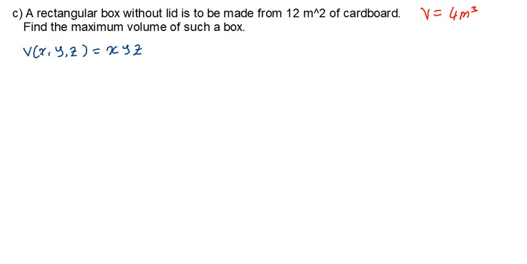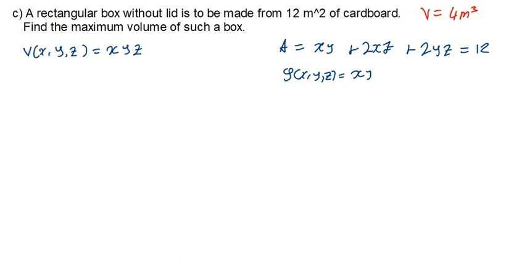For the area, even in the previous video we talked about the area being xy plus 2xz plus 2yz, and we say that is equal to the 12 that we have. That is going to give us our constraint. So our g of x, y, z will be equal to xy plus 2xz plus 2yz, like that. Now it's just a matter of determining the normal vectors.